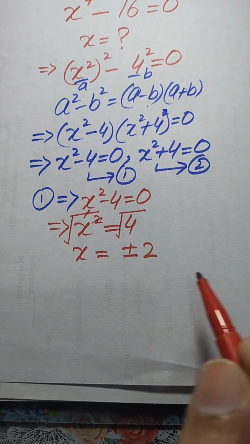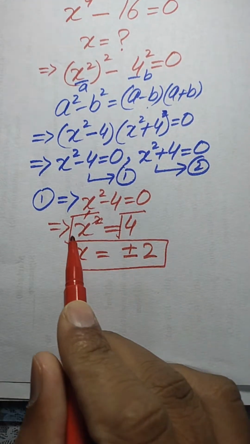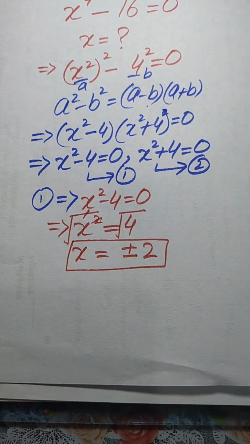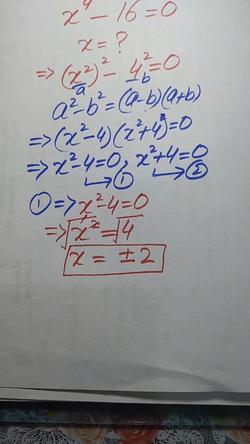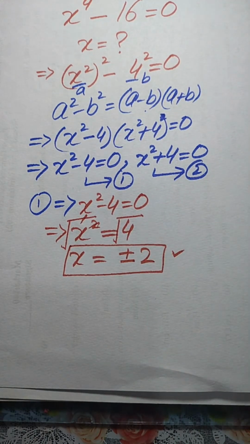We know that when we apply the plus minus square root sign on both sides, we write the plus minus sign on any one of the sides. So these are the two real roots of the given equation. And now, in order to find the other roots, we need to solve equation number 2.